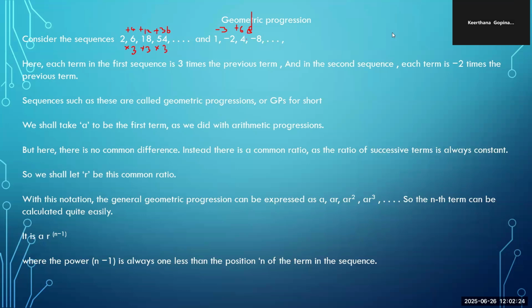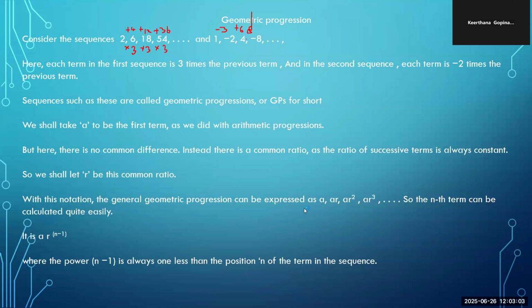So here, what is the difference? It is called a common ratio. It is not a constant difference. In an arithmetic progression, the difference between two terms is constant, and that constant is called the common difference. In a geometric progression, it is called the common ratio. It will be either multiples or divisions of the previous term. Got it?